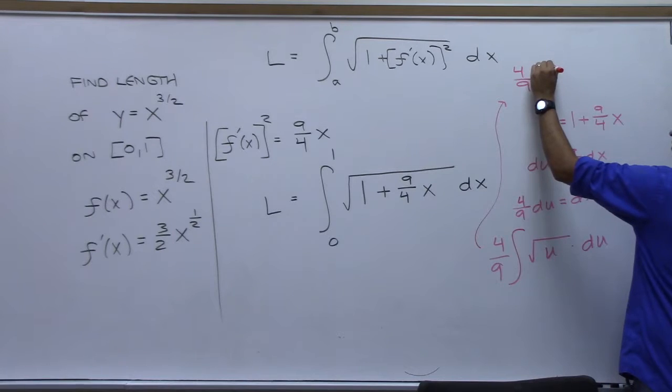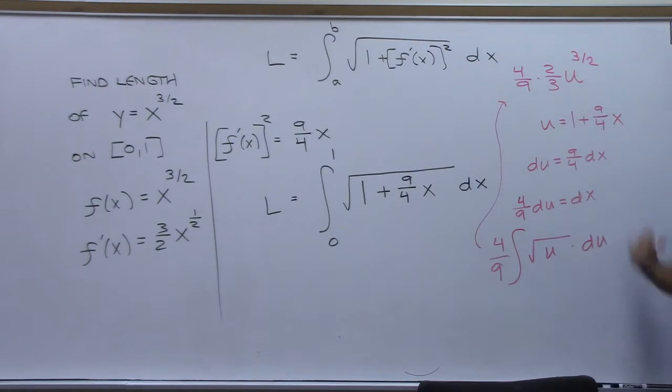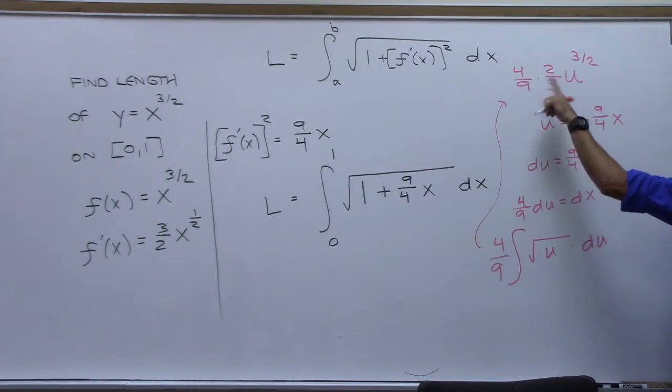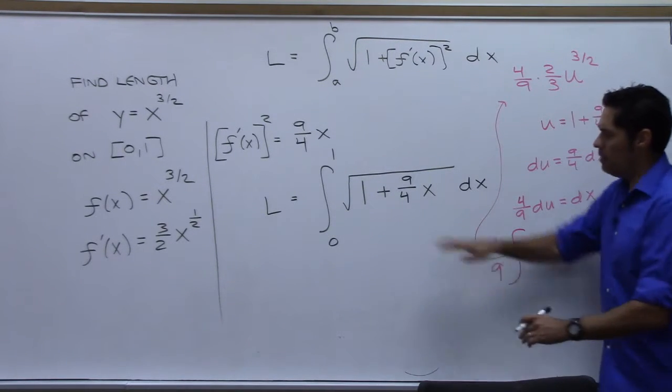Or 2/3. 2/3 u to the 3/2. So that's the antiderivative, plus c, but we don't need the c because we're going to come back and do 0 and 1 in there. Anything to clean up here? Nothing reduces, right? So 8/27 u to the 3/2. I think I'm ready to go ahead and do this now.